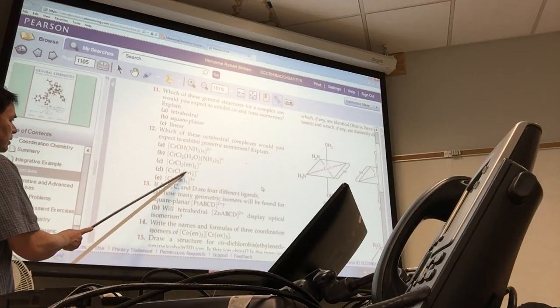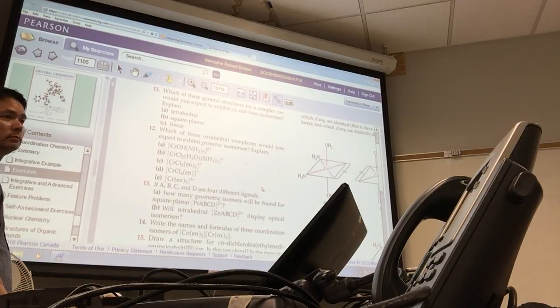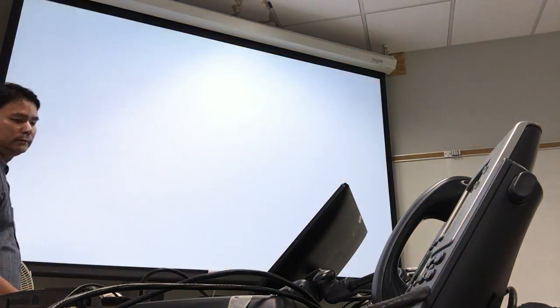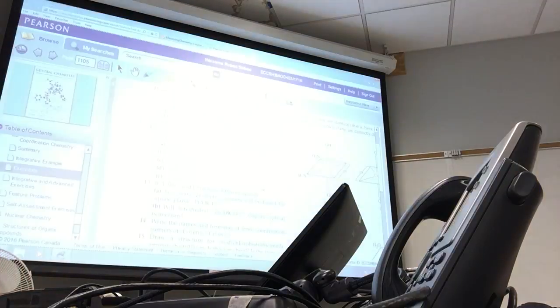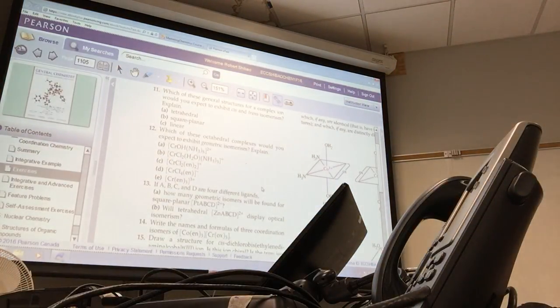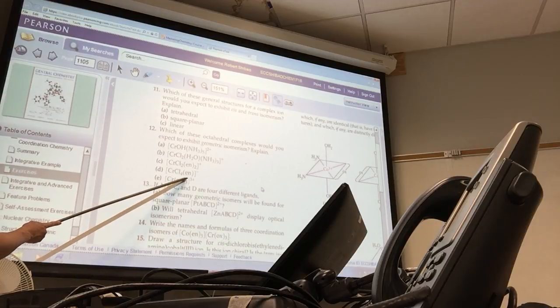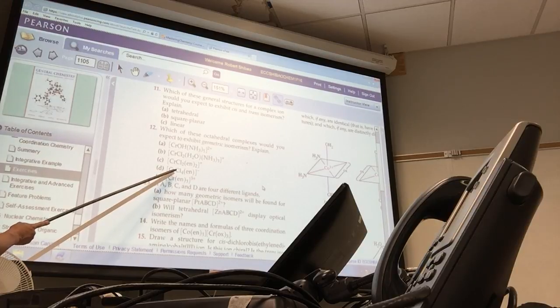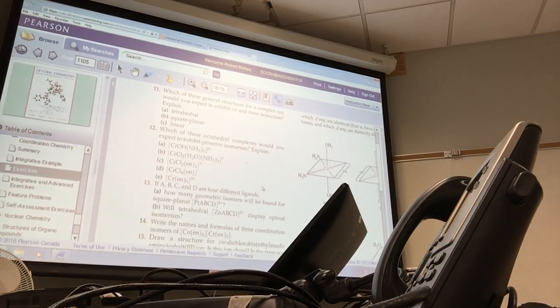Okay, let's go on to this one. What's the name for this? 12D. Tetrachloro, ethylene diamine, chromate 3. That's correct. Tetrachloro, ethylene diamine chromate 3.